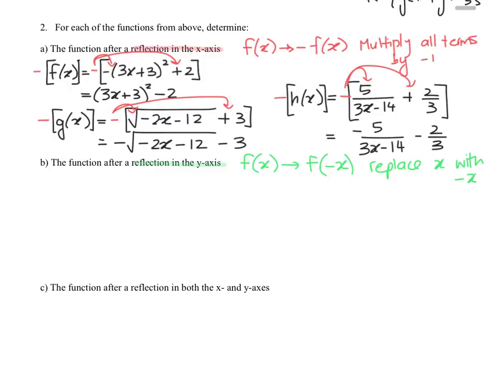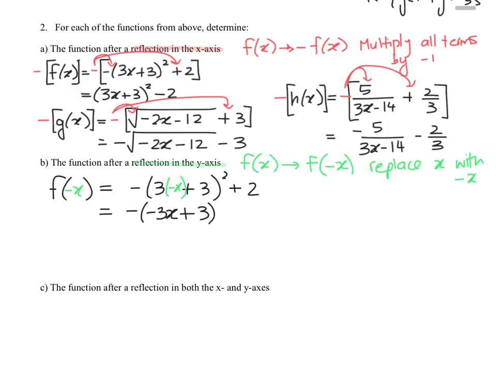Let's start with the first example. We have f of x equals negative 3x plus 3 squared plus 2. But what I want to do is, instead of f of x, I want to replace the x's with negative x. Okay, so then that means that f of negative x will be negative, in this case, negative 3x plus 3 squared plus 2.